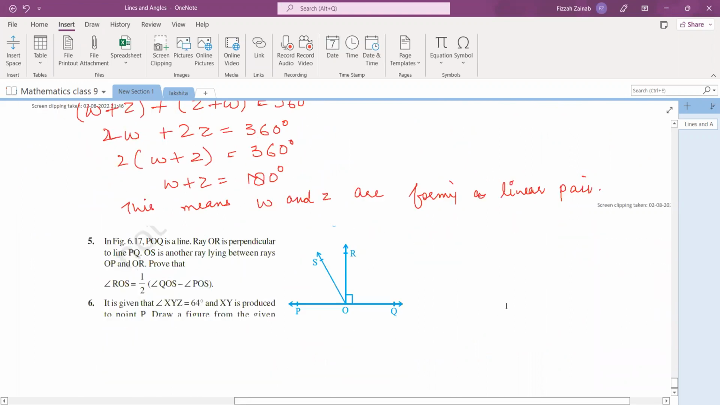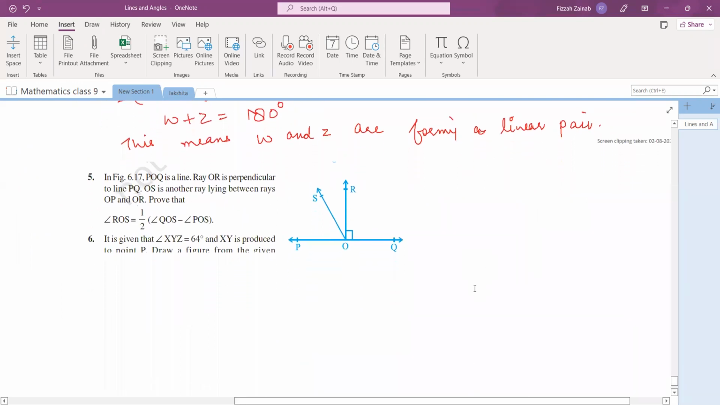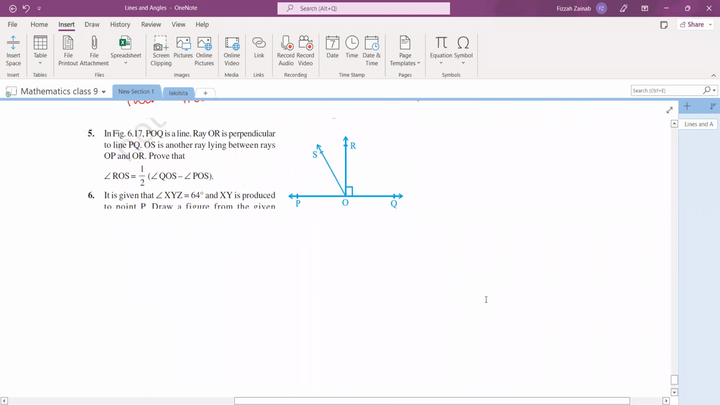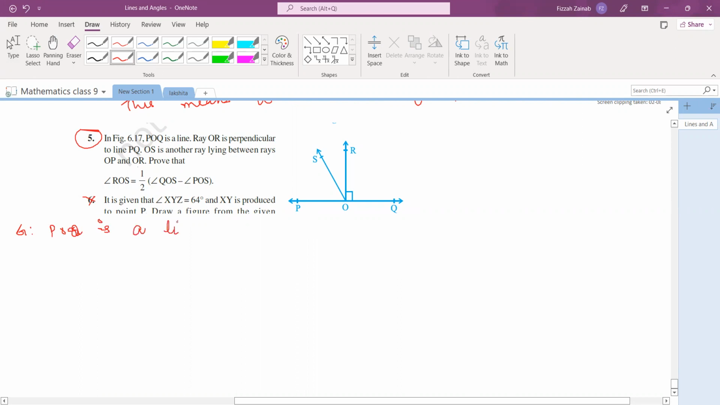Okay, this is the next question. Question number 5 we will do now. So in this figure, POQ is a line, right? Now write down carefully. Just avoid 6, I'm doing 5th. Write down what is given. POQ is a line. So this is given that POQ is a line. Whatever is given, you note it down.